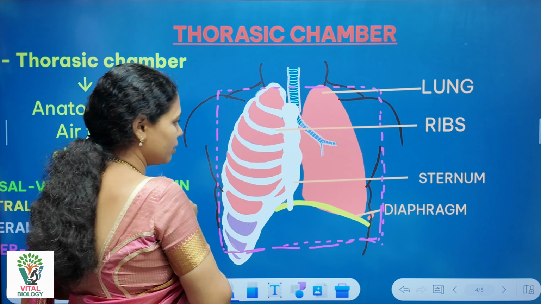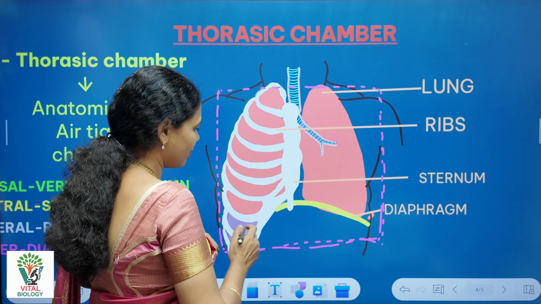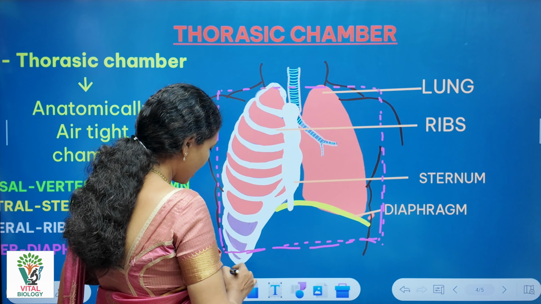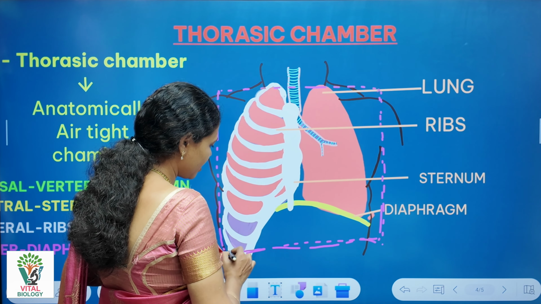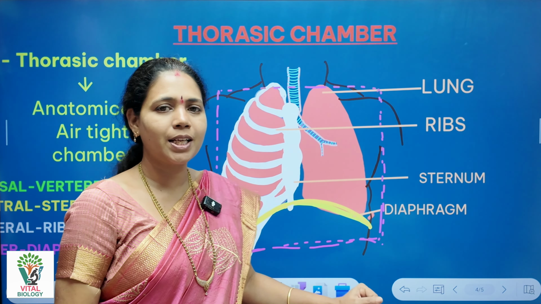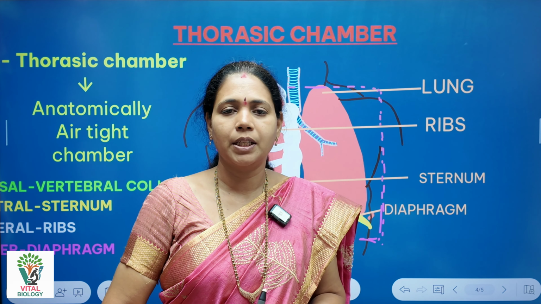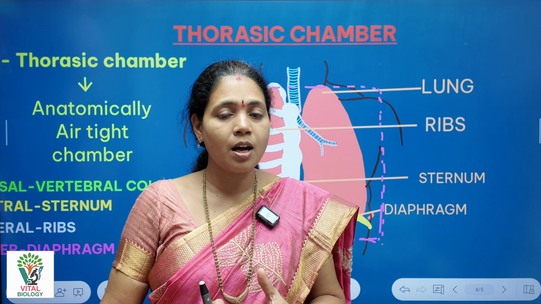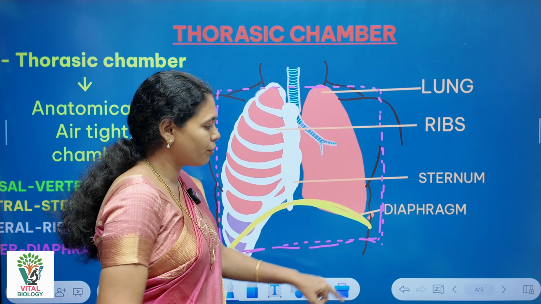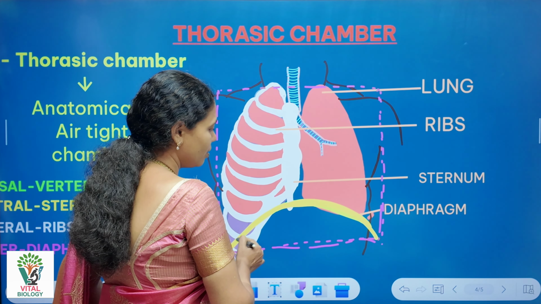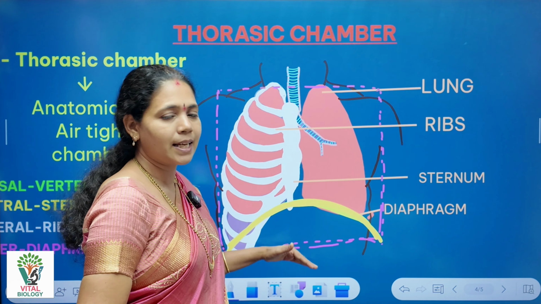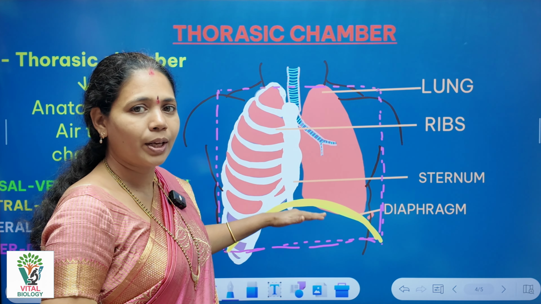This is the thoracic chamber, and in this thoracic region you can see a half moon shaped, or otherwise dome shaped, structure like this. Dome in the sense of half moon shaped, and this structure is a muscle. A dome shaped muscle is present at the lower region of this thoracic cavity. This is the diaphragm. Position wise, it is present at the base, or lower region, of the thoracic cavity.